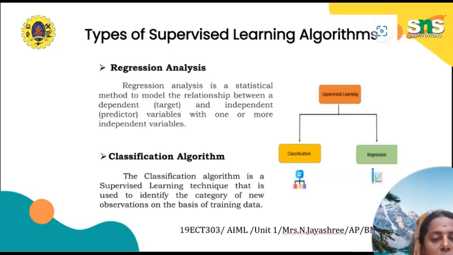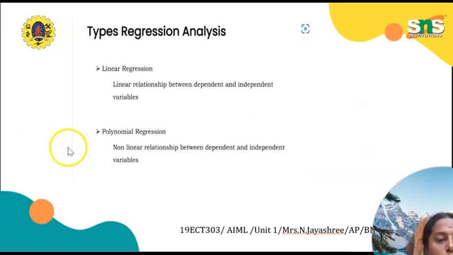Regression analysis is a statistical method to model the relationship between the dependent variable and one or more independent predictor variables. Classification algorithm is a supervised learning technique that is used to identify the category of new observations on the basis of training data. So this is for the types of regression analysis.